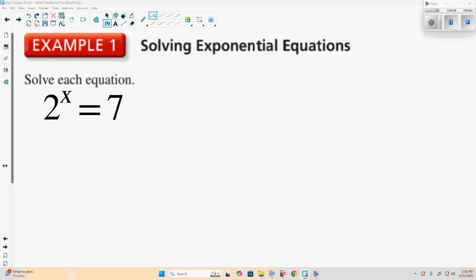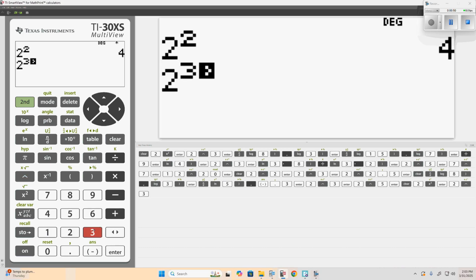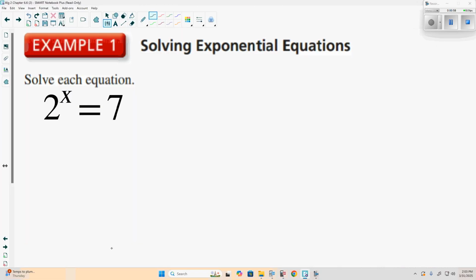Now, if we look at 7, we can rewrite it as 2 to a power. That would be nice. Now, 2 to the first is 2, 2 to the second is 4, 2 to the third is 8. So is there any way that we could rewrite 7 as 2 to a power? No. At least we can't use the one-to-one property. But we can still solve this using logarithms.